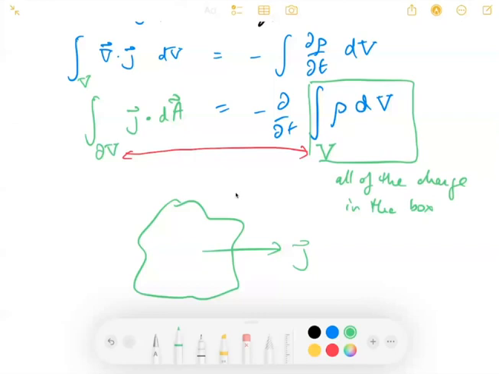Why is that? Well, charge cannot spontaneously disappear. If charge could spontaneously disappear, then that right-hand side could be non-zero without a current flowing through the edge. So the only way we can change the charge is by physically taking charged objects, point charges, whatever we have, and moving them from inside the box to outside the box. And the only way to do that is to get a current that flows from the inside to the outside through the surface that delineates the boundary of the object.